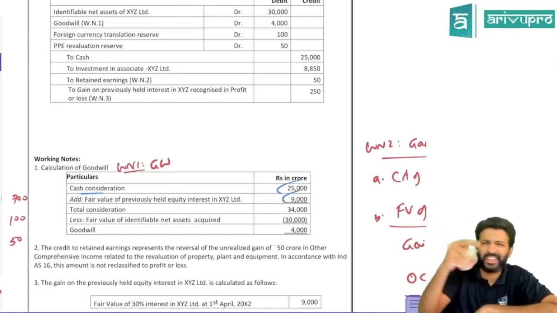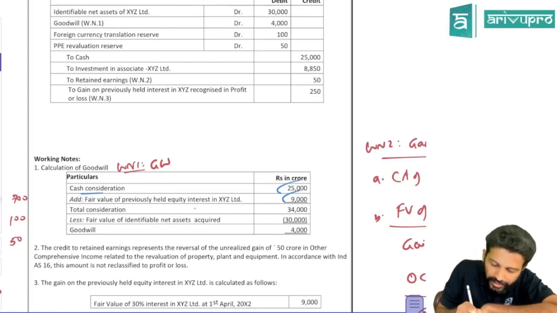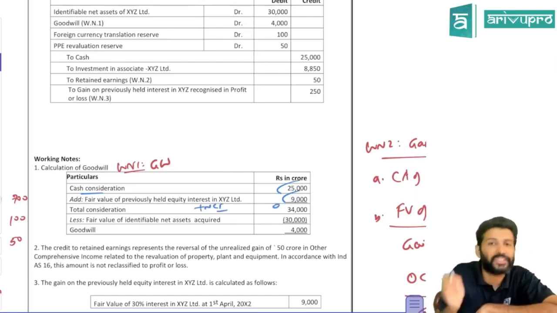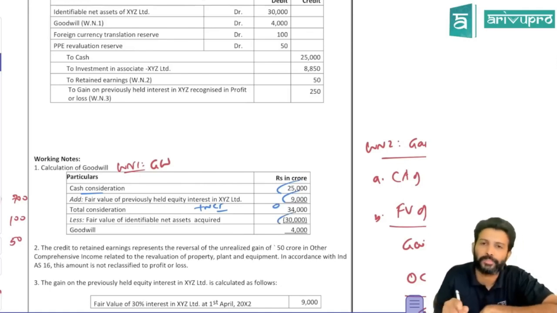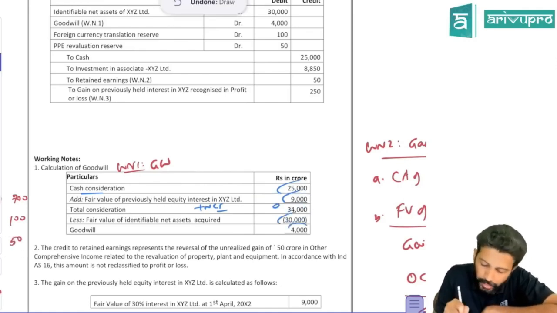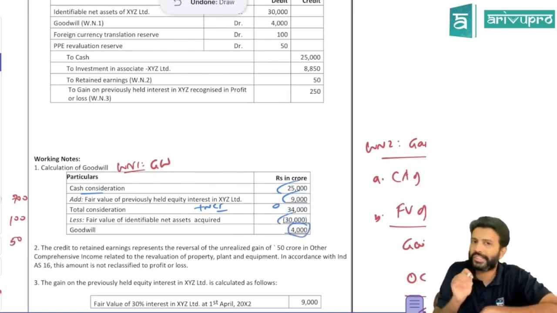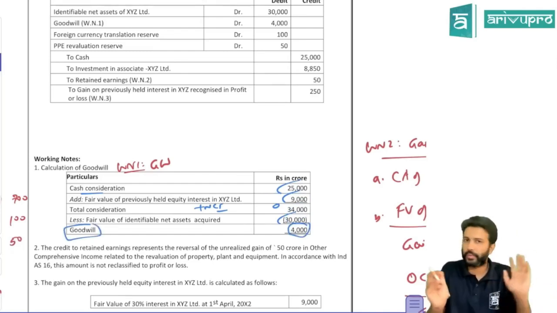Is there any NCI? No. If the NCI was there, you would have added it, but here the NCI portion is nil, and that's the reason it is ignored. Then deduct the fair value of net assets, which is 30,000. So you're getting a positive number, meaning it's a case of a loss for the purchasing company, which we call goodwill. So goodwill we have accounted.